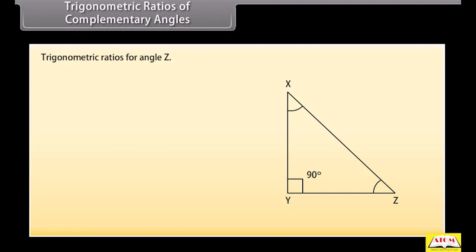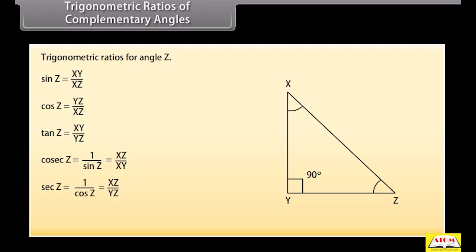Let us first list the trigonometric ratios of angle Z. Sine Z is equal to XY upon XZ. Cos Z is equal to YZ upon XZ. Tan Z is equal to XY upon YZ. Cosec Z is equal to 1 upon sine Z equals XZ upon XY. Sec Z is equal to 1 upon cos Z equals XZ upon YZ. Cot Z is equal to 1 upon tan Z equals YZ upon XY.